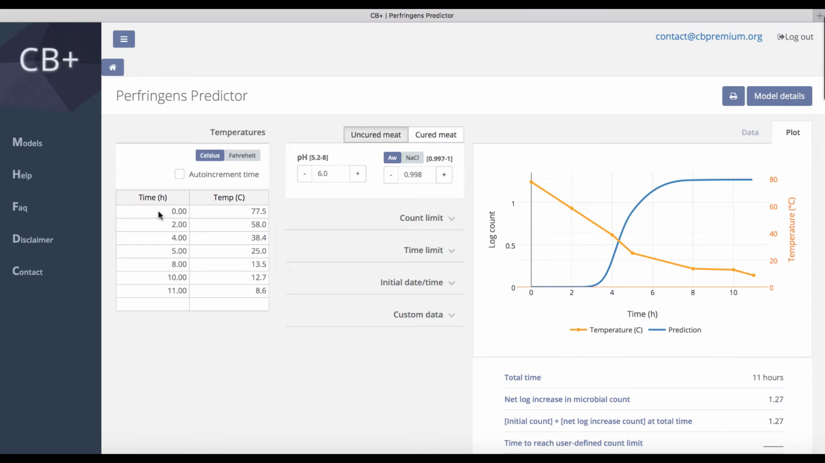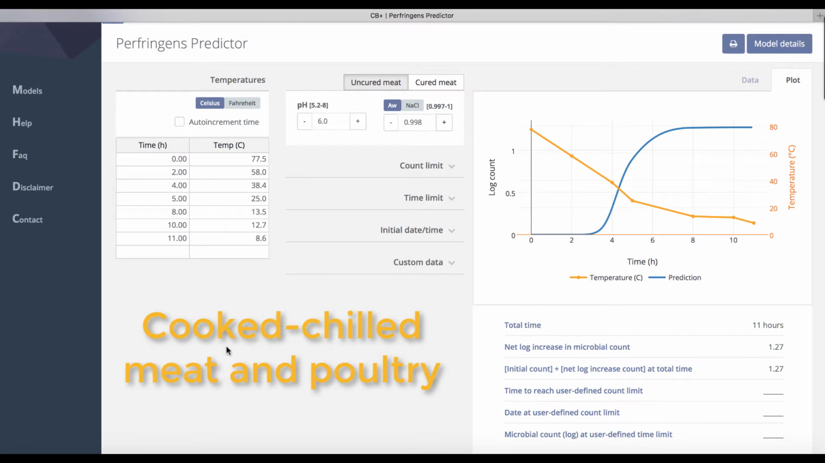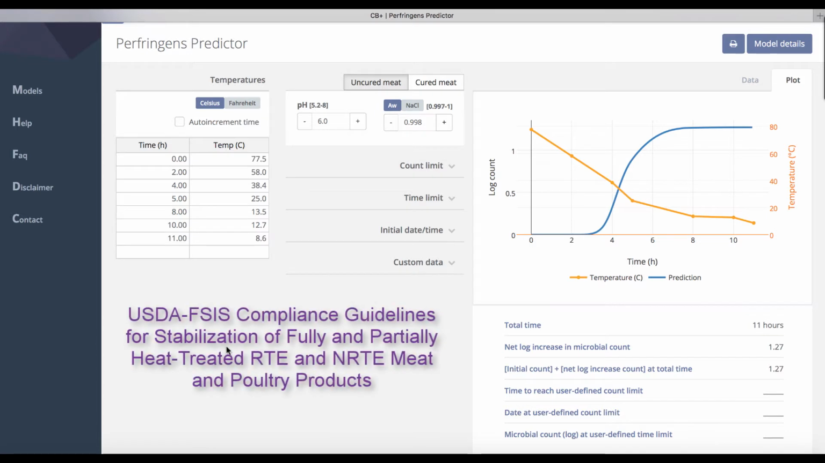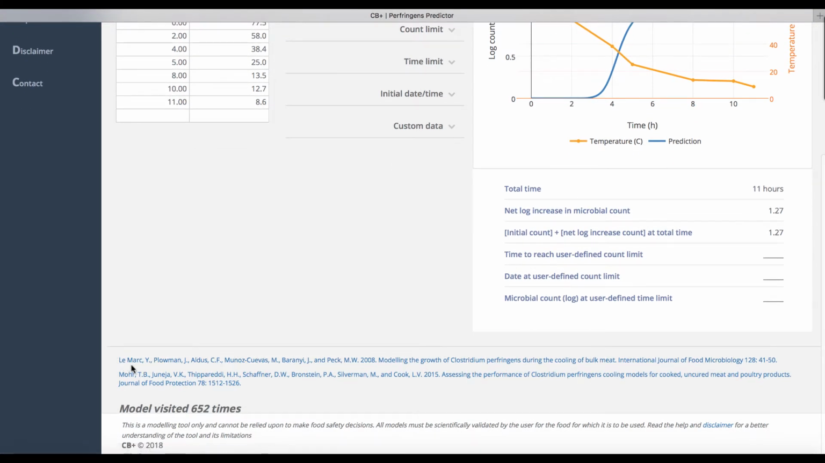The Perfringens predictor is highly used by food processors that manufacture cooked chilled meat and poultry products. These processors must meet requirements of the USDA Food Safety Inspection Service as defined in the FSIS compliance guidelines for stabilization of fully and partially heat-treated ready-to-eat and not ready-to-eat meat and poultry products. This model is based on the published studies of Juneja and co-authors in 2008, which were further validated by Moore and co-authors in 2015.